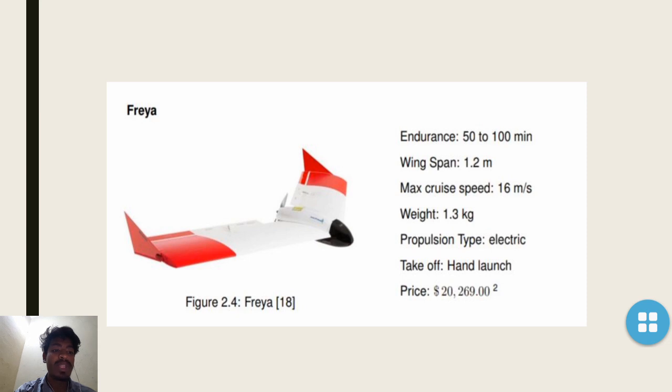Freya. Endurance is 50 to 100 minutes. Wingspan is 1.2 meters. Maximum cruise speed is up to 16 meters per second, and weight is 1.3 kg. The propulsion type is also electric, and takeoff is by hand launch. The price is $20,269.